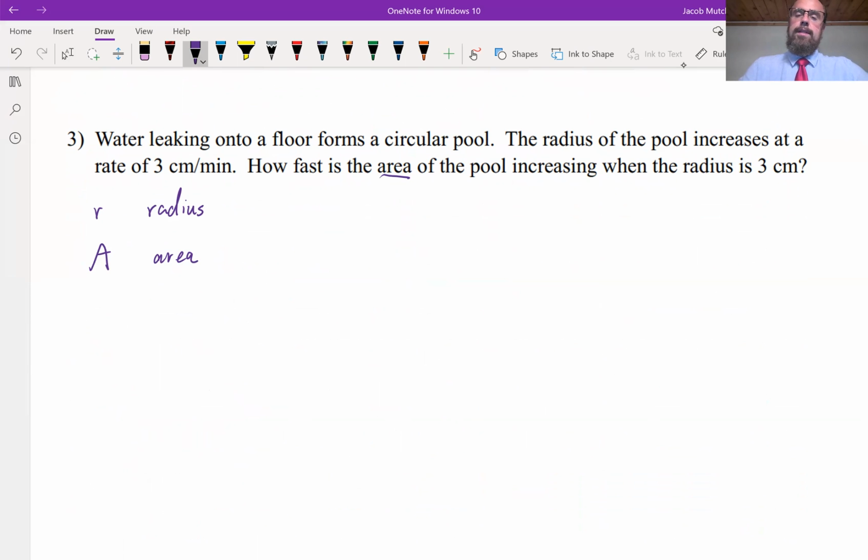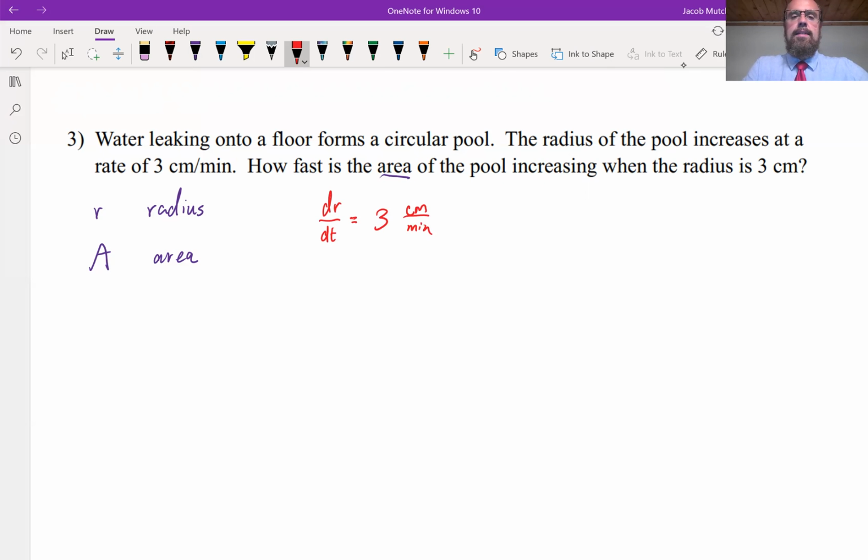Now, again, I want to say what type of rates I'm interested in. Definitely I have given here that the radius of the pool increases at a rate of 3 centimeters per minute. From what I'm seeing in the scenario, that's dr/dt, the change of the radius as time changes. And that is a constant given as 3 centimeters per minute. So I'll notate that.